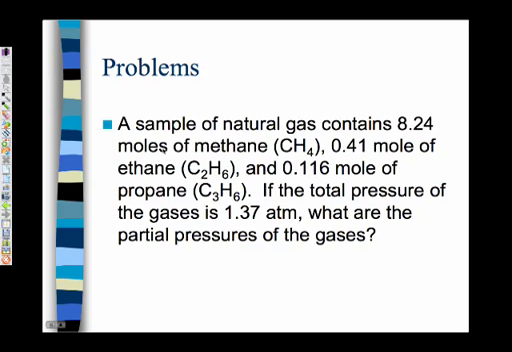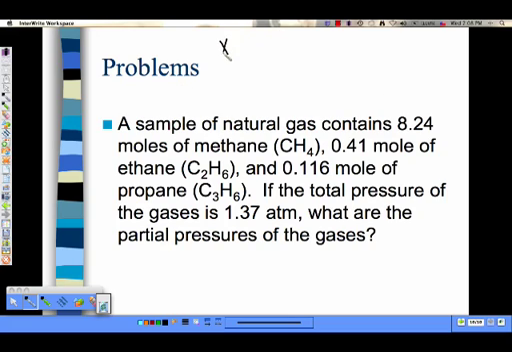A sample of natural gas contains 8.24 moles of methane and 0.41 moles of ethane and 0.116 moles of propane. If the total pressure of the gases is 1.37 atm, what's the partial pressure of these gases? We're going to do it the same way. So we're first going to have to find their mole fractions. So let's find the total. We would have 8.24 plus 0.41 plus 0.116, 8.766.